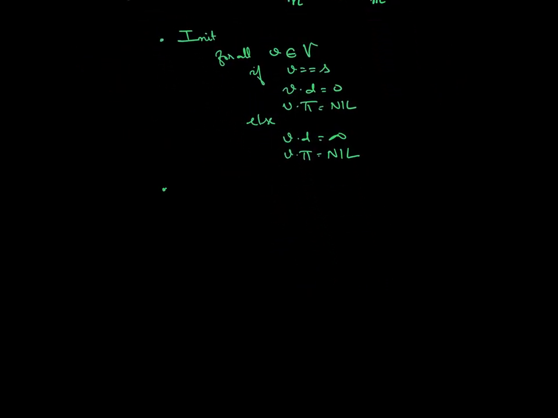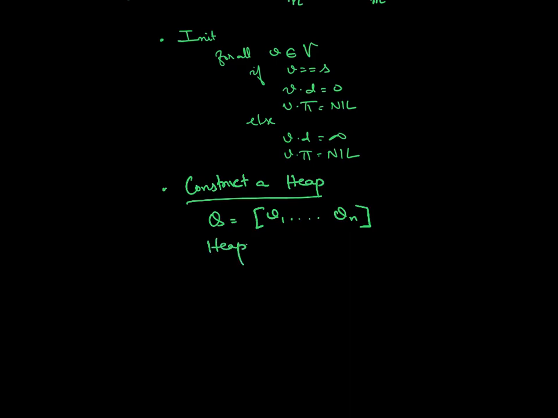Then the next step is to construct a heap. What does it mean to construct a heap? Well, let's make an array of all the vertices and heapify it using v.d as the key for vertex v. So v.d is the key, or the priority, that I'm going to use.